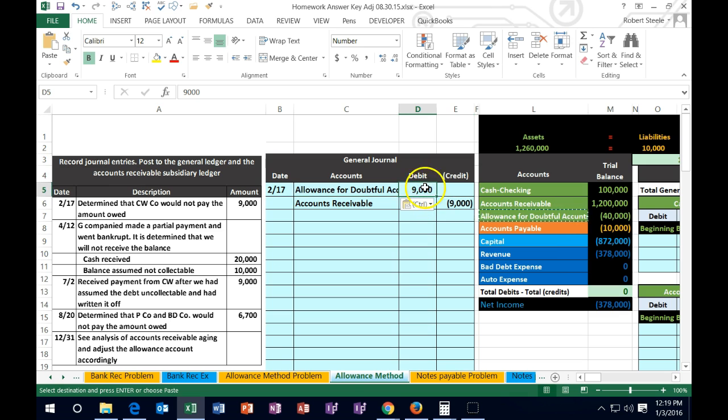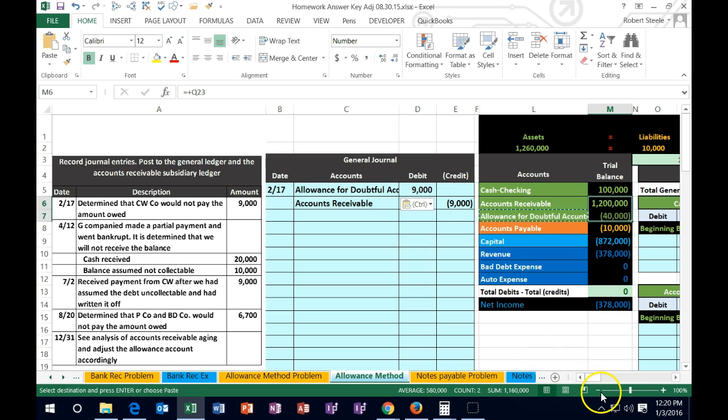Notice there will be no net effect on the net receivables, meaning this minus this will be the same because the receivable is going to go down and the allowance, the contra account, is going to go down by the same amount, 9,000, making the balance the same. So let's post this out and see what happens.